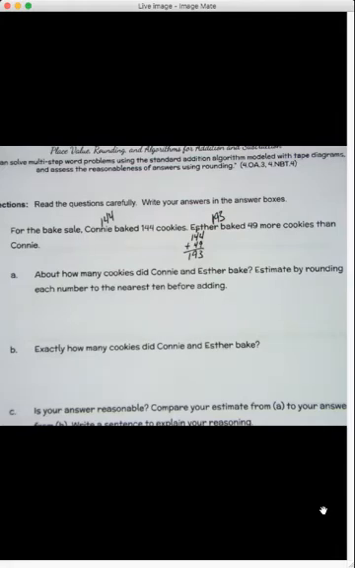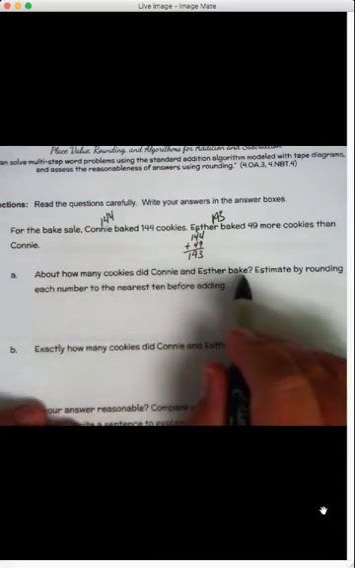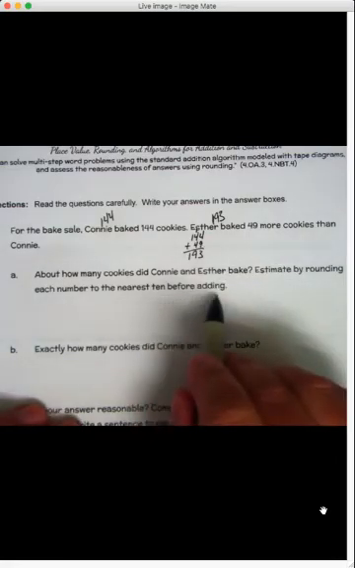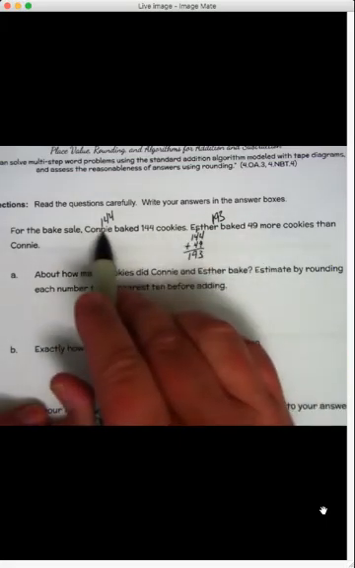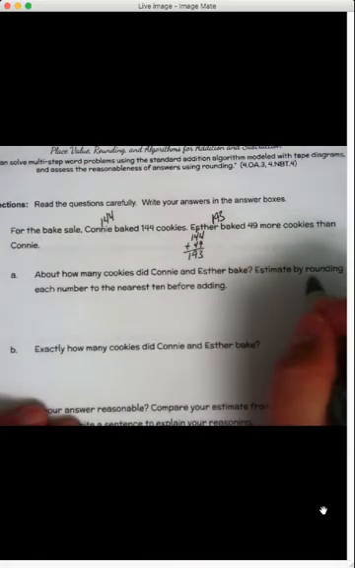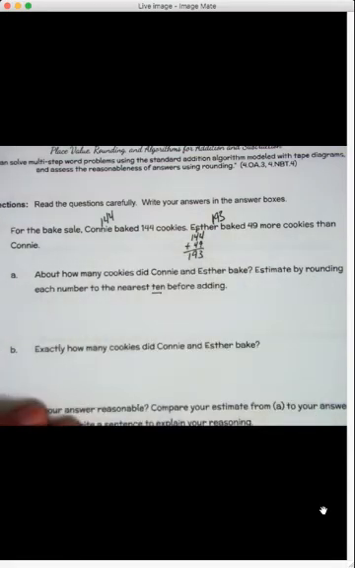So what it says on part A is about. That doesn't mean exactly. It means about. So we're going to round. About how many cookies did Connie and Esther bake? Estimate by rounding each number to the nearest 10 before adding. So we want to know how many Connie and Esther baked together. We know Connie exactly 144. Esther exactly 193, but they want us to round to the nearest tens. So we've got a lot of steps here.